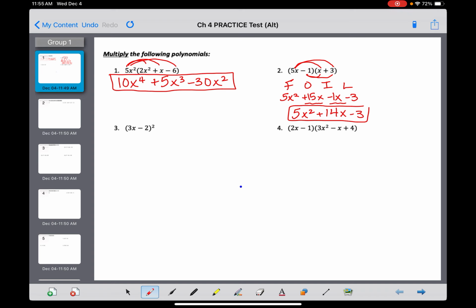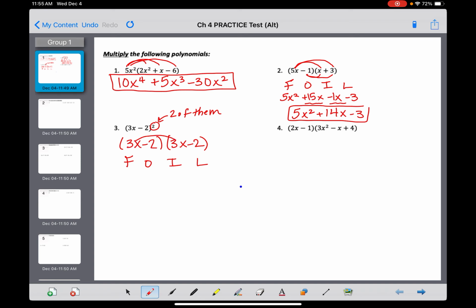In example 3, we want to make sure that we realize that this squared out here on the outside of the parentheses means that we have 2 of the families of 3x minus 2. So our first job in number 3 is going to be to expand 3x minus 2 times 3x minus 2. Now we FOIL. First, outer, inner, last, or distributive property twice.